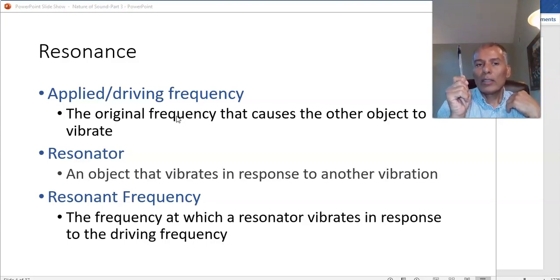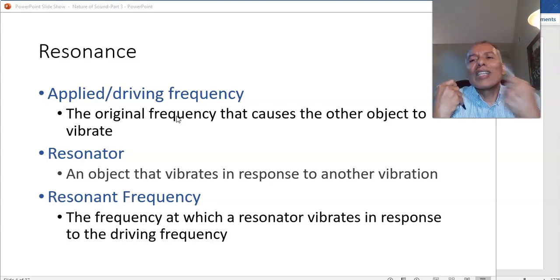This one, when I hit it and let it vibrate, then I bring it close to the other one. This becomes the applied frequency, or the driving frequency, the frequency that is going to force this one to vibrate. The resonator is the one that is like saying, yeah, you have the idea, I can resonate with your idea. It is not my original idea, so I echo what you are saying. So a resonator is the object that vibrates in response to an applied or driving frequency. And this resonator can be two kinds. You need to take notes of that.